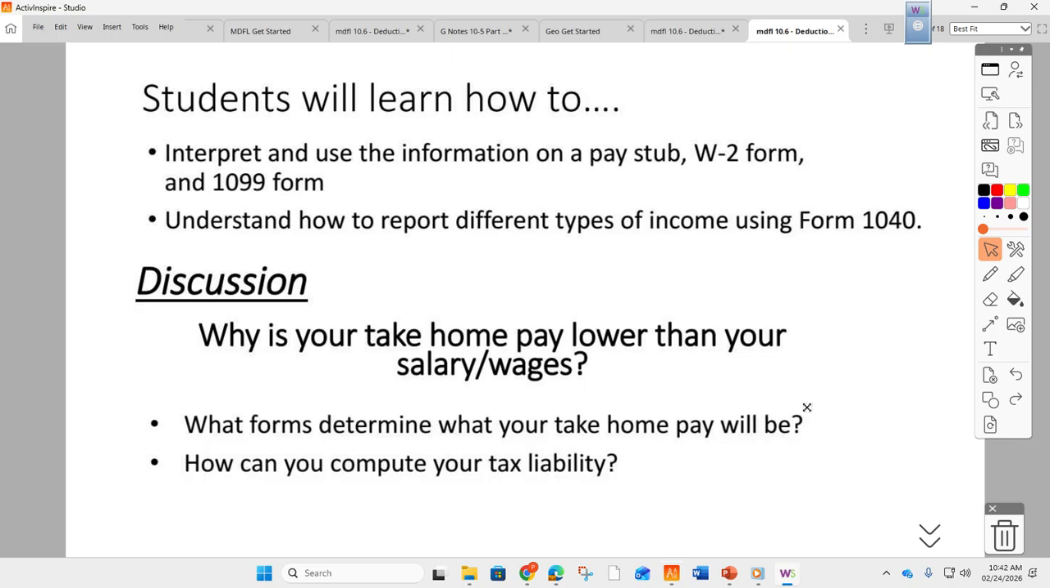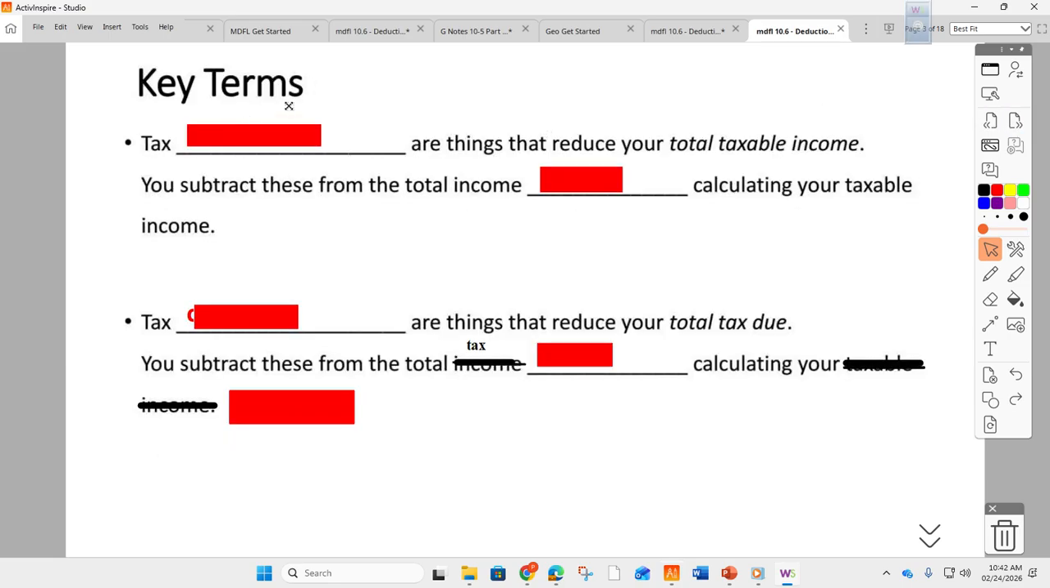How can you compute your tax liability? That's something you need to know. We've been doing that. We did that yesterday for Ashley, Elise, and Jameson using W-2 forms and the 1099 forms. So we're talking more about it, talking about some more the terminology again. The tax deductions are things that reduce your total taxable income. You can't just subtract them off of your tax bill. You subtract these from the total income before calculating the taxable income.